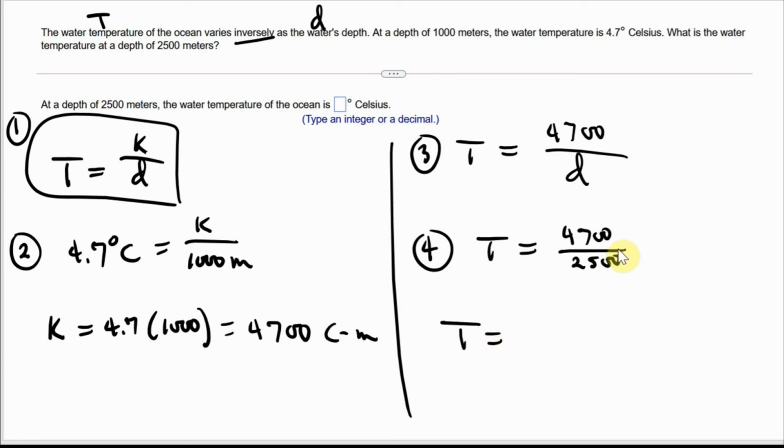And so we get T is equal to, on our calculator, and it's pretty cool because if you think about it, that constant was with respect to the Celsius meters, and this was in meters, and so our temperature comes out in terms of the actual temperature. You get 1.88 degrees Celsius on your calculator. The units of meters would cancel out.